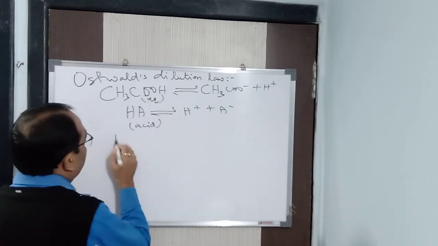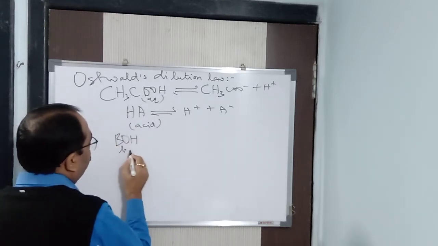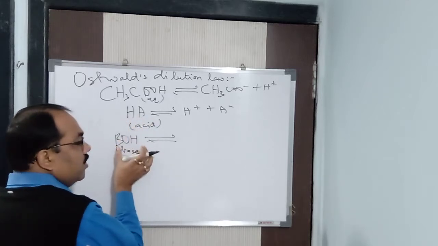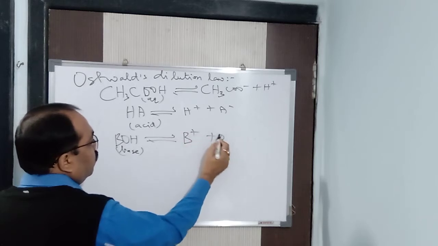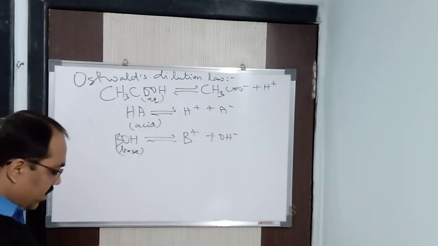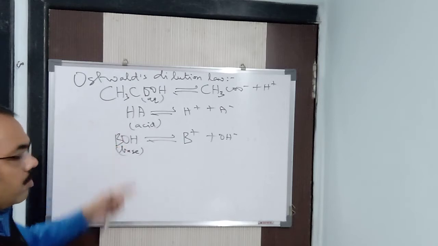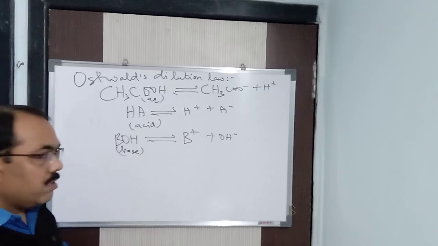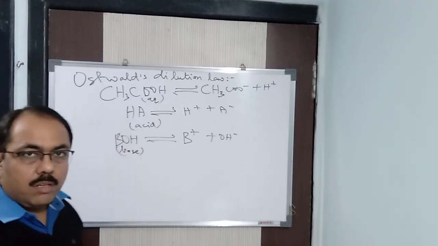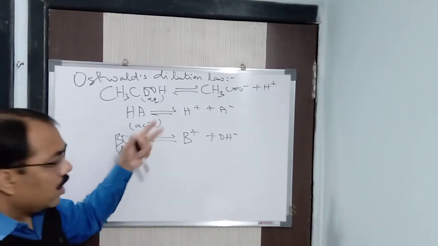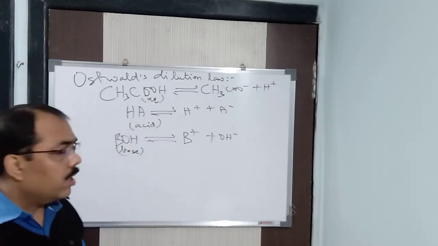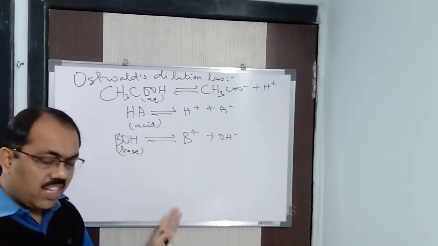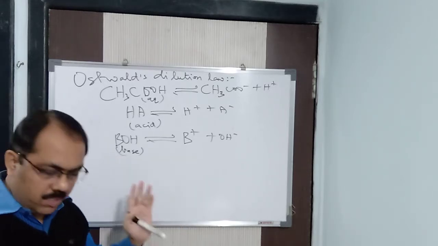Clear? Similarly, for the base, in general we write BOH. For any acid we write it as HA, and for any base we write it as BOH. So BOH dissociates to give B plus and OH minus. Because for an acid H plus is compulsory, and for a base OH minus is compulsory. You need to understand this, because I'll be using it later in this chapter. HA stands for any acid and BOH stands for any base.